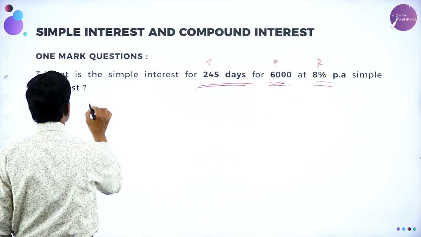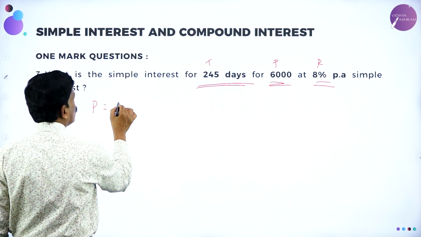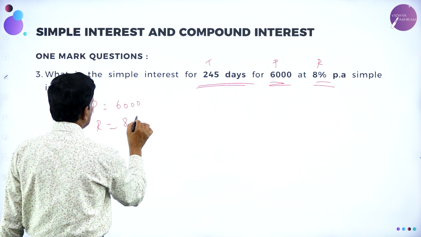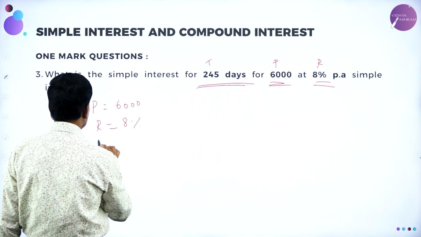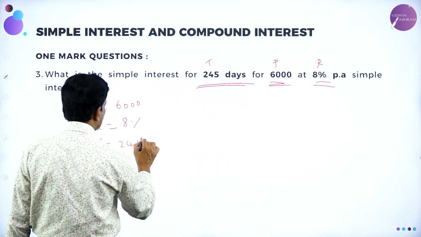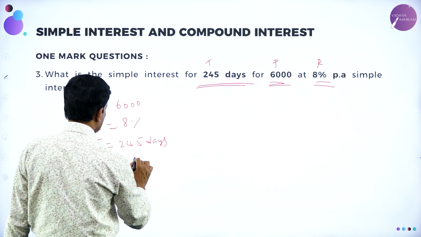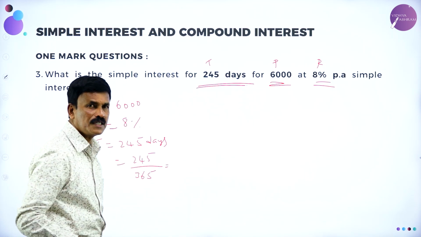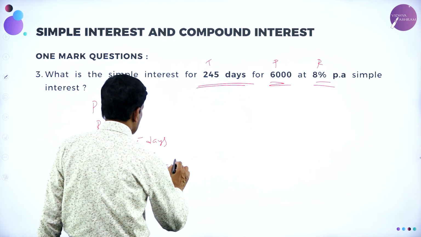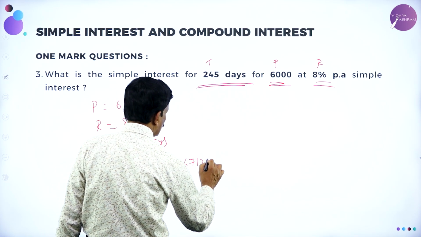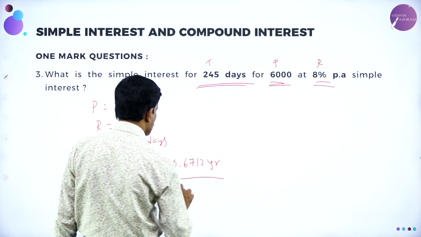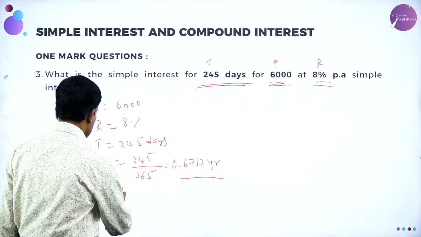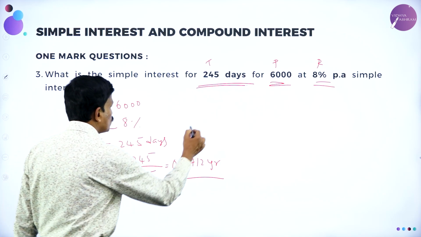So, what is given? The principal P is equal to 6,000 rupees and the rate of interest R is equal to 8% per annum and the time is equal to 245 days. So, simplify this, 245 divided by 365. If you divide this, this is equal to 0.6712 year, approximately 0.67 years. Now, what is required to find is the simple interest.